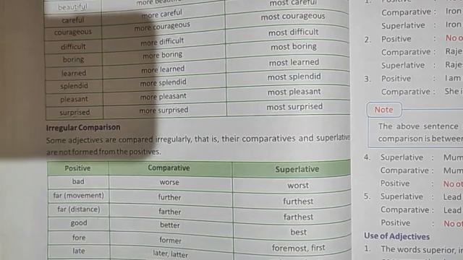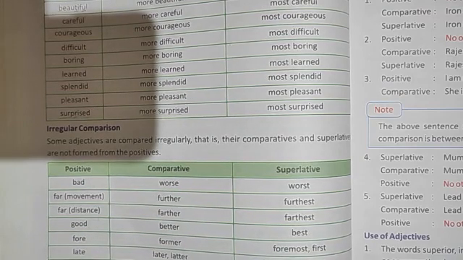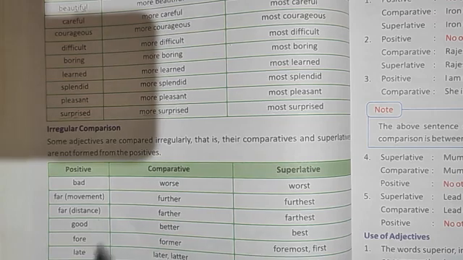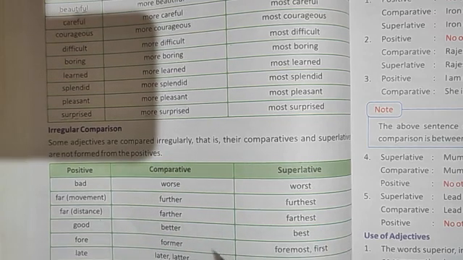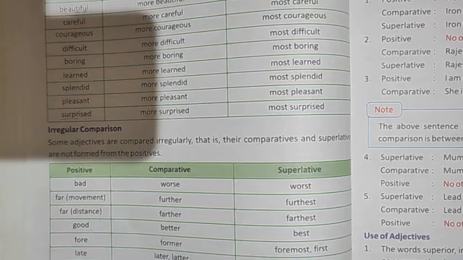For example, Ram lives far. And if I change it into comparative, Mohan lives farther than Ram. Meaning while in distance, I am talking in distance. Good becomes better, best. Fore becomes former, foremost or first. Late becomes latter, latest. Okay. So these are the words that you have to remember.